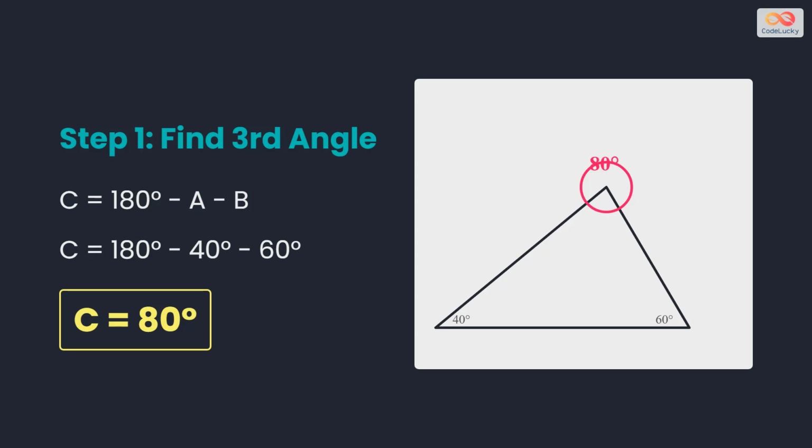Step 1 is finding the third angle. We know the angles in a triangle add up to 180 degrees. So, we subtract 40 degrees and 60 degrees from 180. This gives us 80 degrees for angle C.